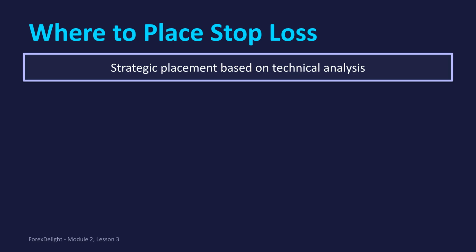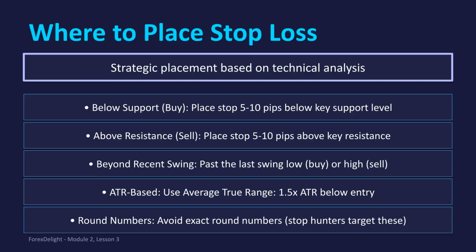So where should you place your stop-loss? Placement should be strategic and based on technical analysis. For a buy trade, place your stop 5 to 10 pips below key support. For a sell trade, place it 5 to 10 pips above key resistance. You can also place it beyond the recent swing or use an ATR-based calculation. Always avoid exact round numbers, as they are often targeted by stop hunters.